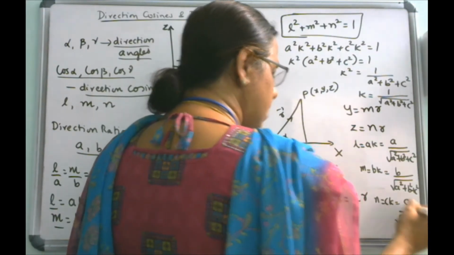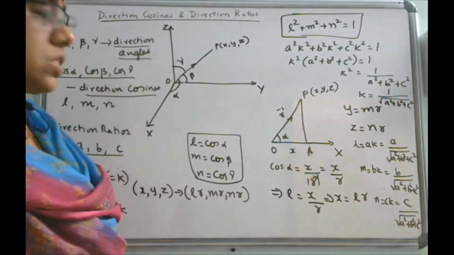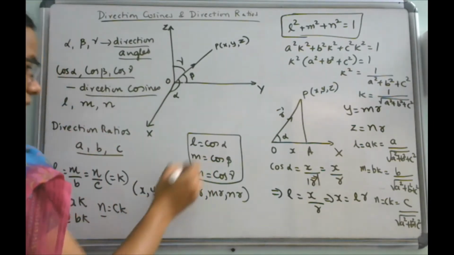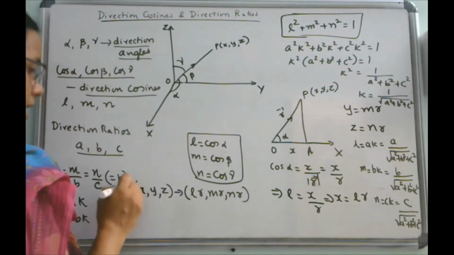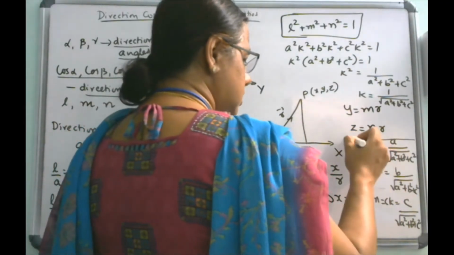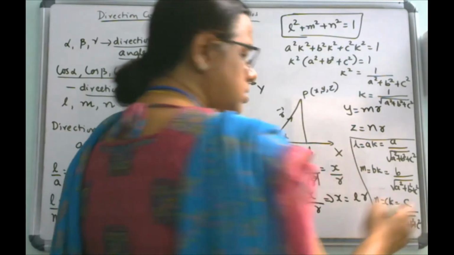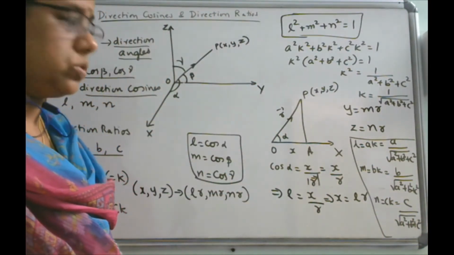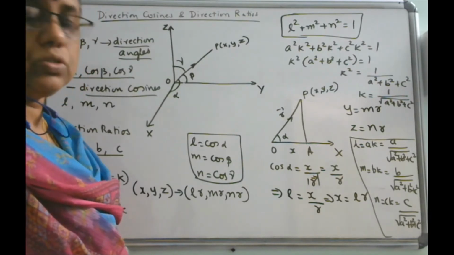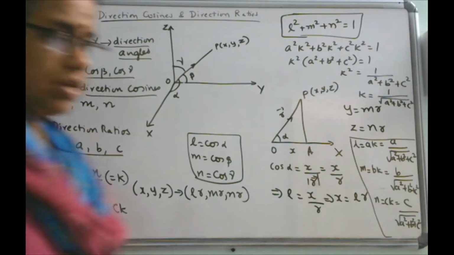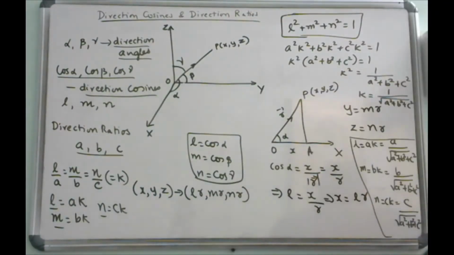So this is a major relation connecting direction cosines and direction ratios. That is, direction cosines are of the form l, m, n and a, b, c are the direction ratios. So we get the result in this way. This concept of direction cosines and direction ratios is given on page number 1137 of your textbook. So I'll just read it.